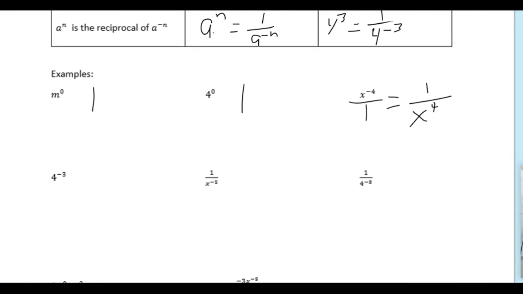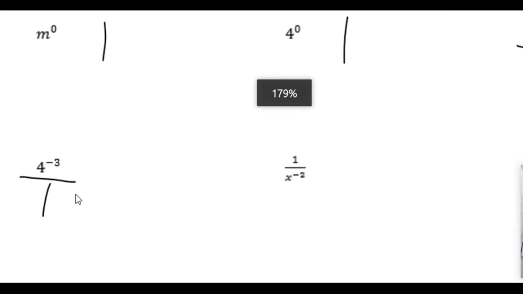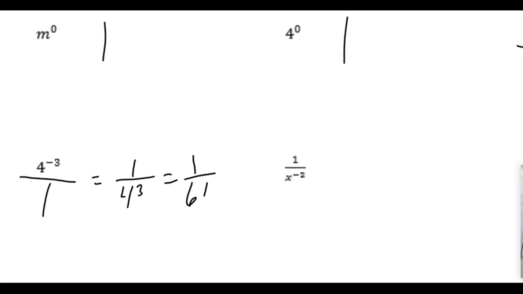Okay, 4 to the negative 3rd. Again, think of that as over 1. I'm going to zoom in here a little bit. There we go. So think of that as the reciprocal, 1 over 4 to the 3rd, which we can also think of as 1 over 64. So 4 to the negative 3rd is 1/64.